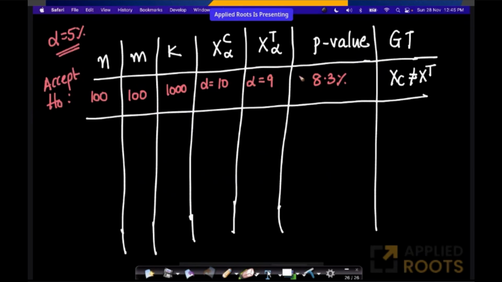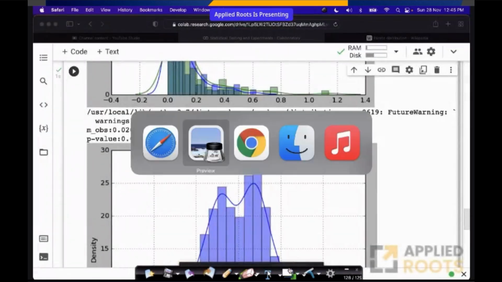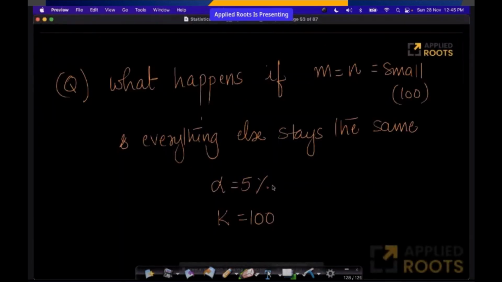Because the p-value that we got is not less than 5%. If we choose a significance level of 5%, we are accepting it, which is actually incorrect. We should be rejecting it, right? We should be rejecting, not accepting it. So where does this fall now? Look at this. Where does this fall?